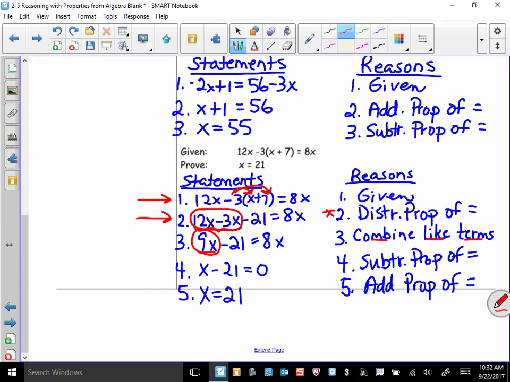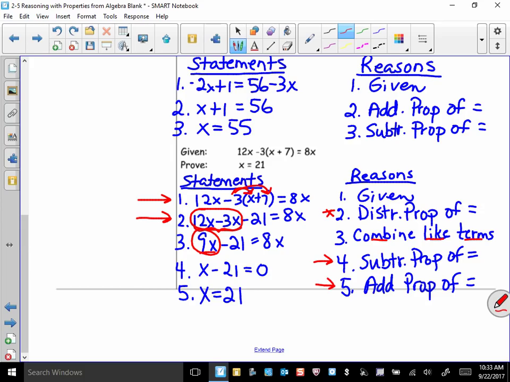Okay, and once I'm down to that step, 9x minus 21 equals 8x, probably you feel like you want to say, okay, well, x equals 21. But remember, when we're doing a proof, we can't do two steps at once unless they have the same reason. So what I had to do is subtract the 8x from both sides to get to step number 4. So there was my reason for that. And then I had to add the 21 to both sides to get to step number 5.